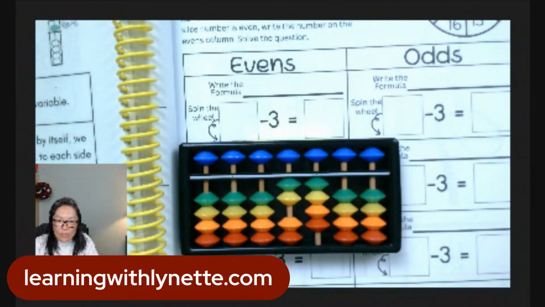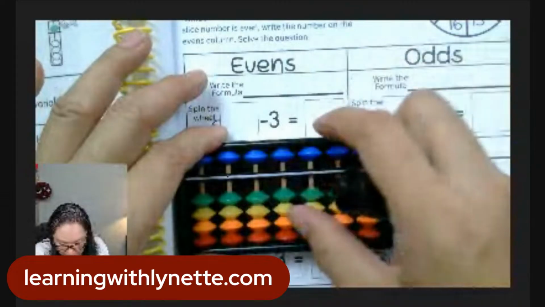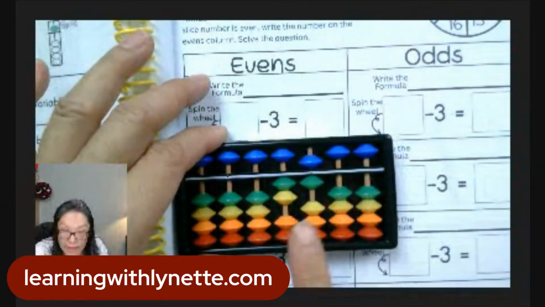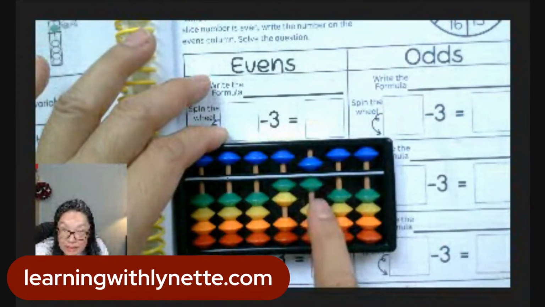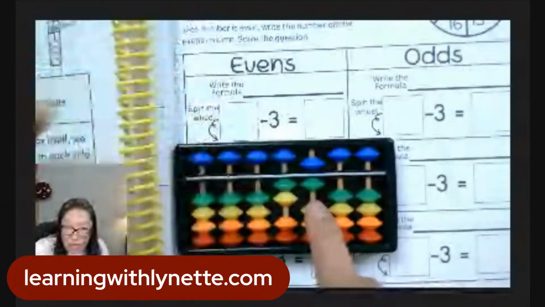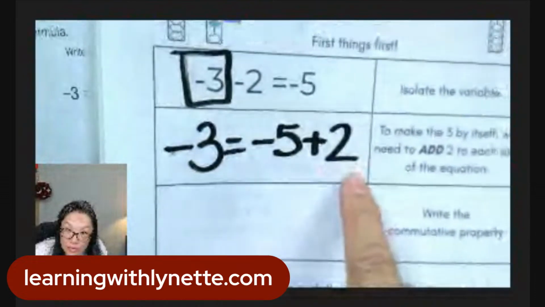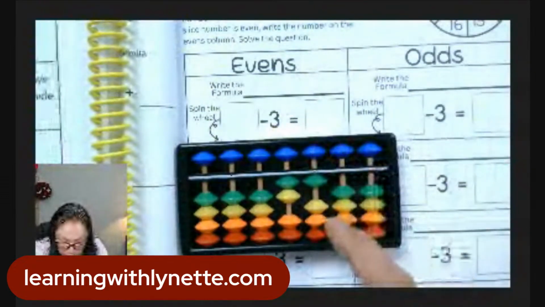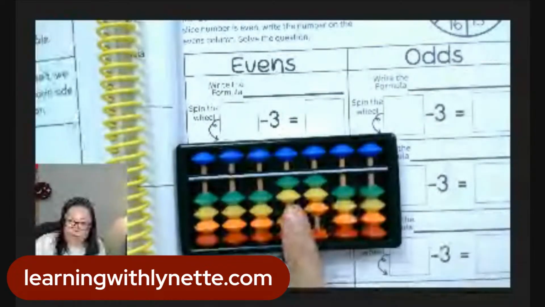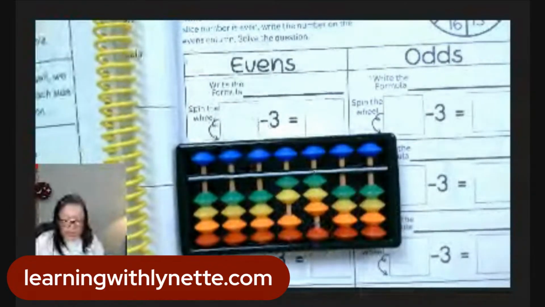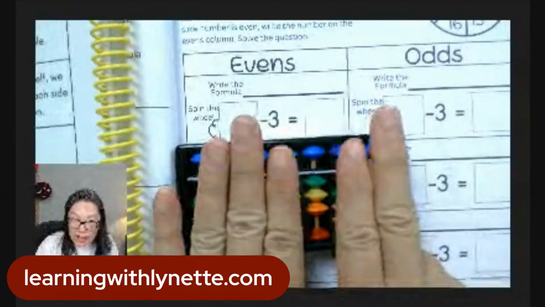Hey, 1, 2, 3, 4, welcome. When we look, right? 1, 2, 3, 4. So if I have 26, and I take away the 3, is there any beads to take away the 3? No. What do I do? I need to minus the 5 plus the 2. So I'm going to minus the 5 plus 2. So my final answer is 23. Notice I'm only doing one column at a time.